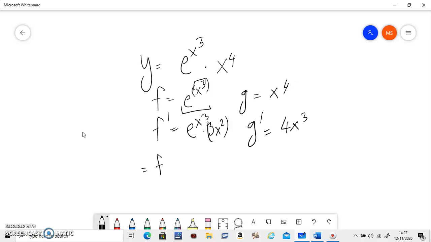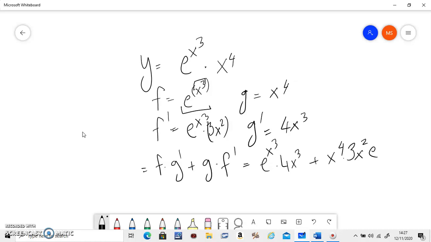Now put this into the formula. f times g prime plus g times f prime. So f is e to the x cubed. g prime is 4x cubed. g is x to the 4. And f prime is 3x squared e to the x cubed.